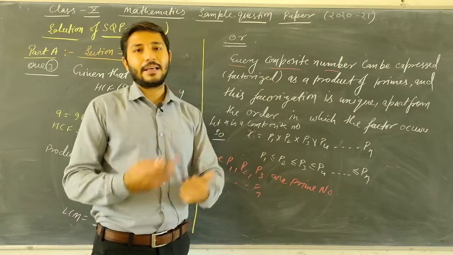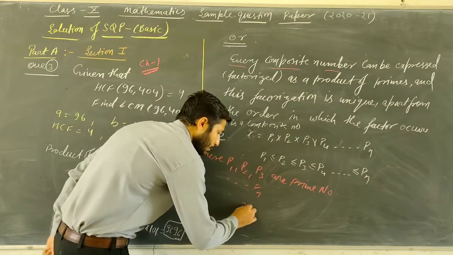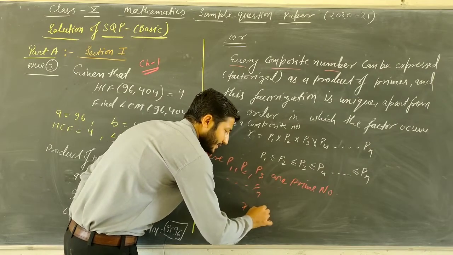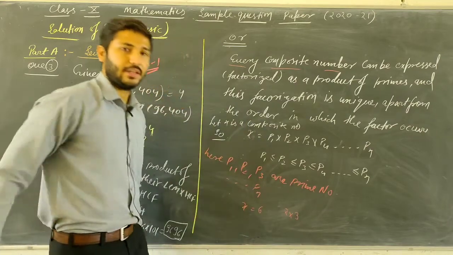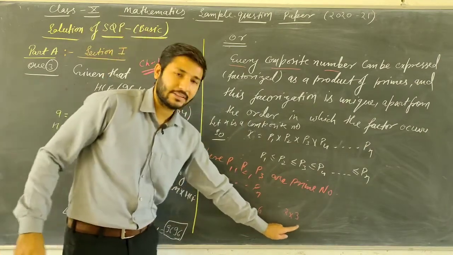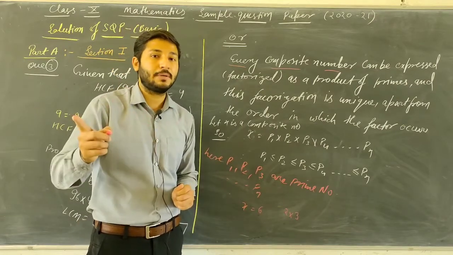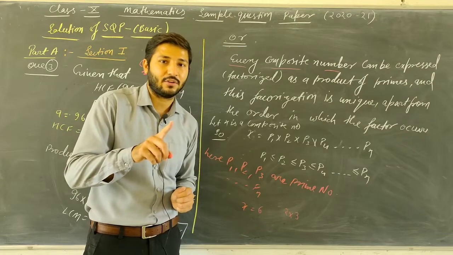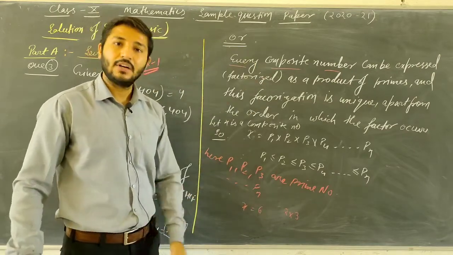What is the case here? If there is any composite number x, let it be 6, then this can be expressed in the form of 2 into 3. So 6 has the unique prime factors 2 and 3. If I multiply 2 and 3, only 6 will come, and always 2 multiplied by 3 is the unique prime factorization of 6. Clear to everyone? So this is your fundamental theorem of arithmetic.